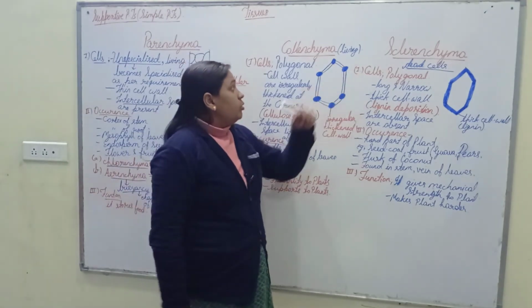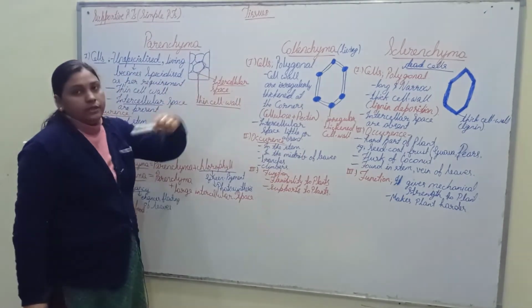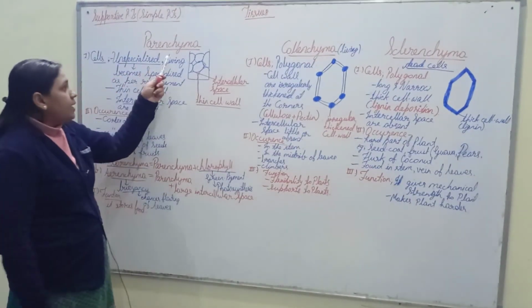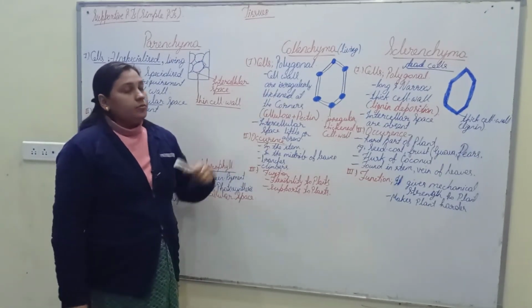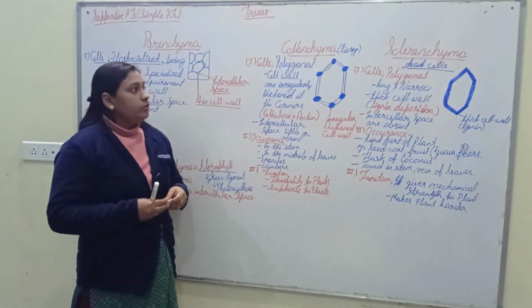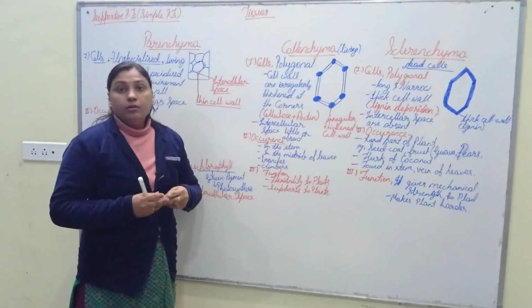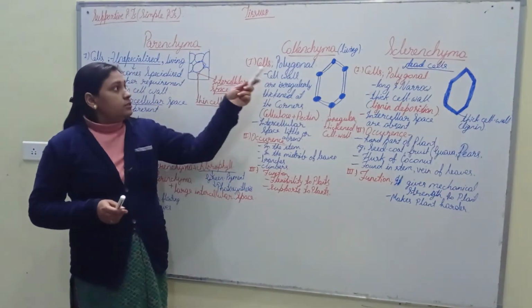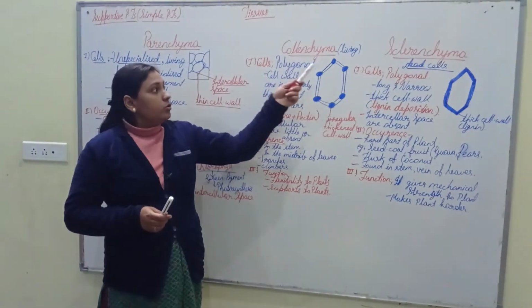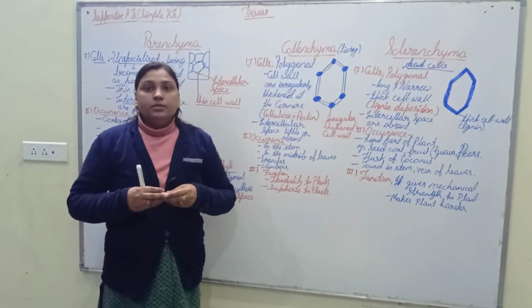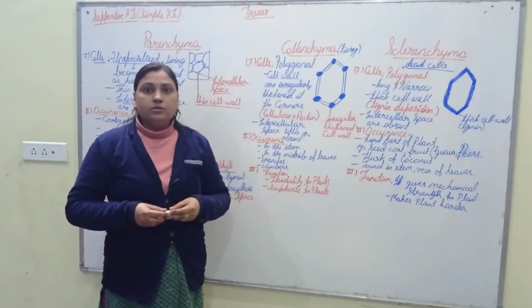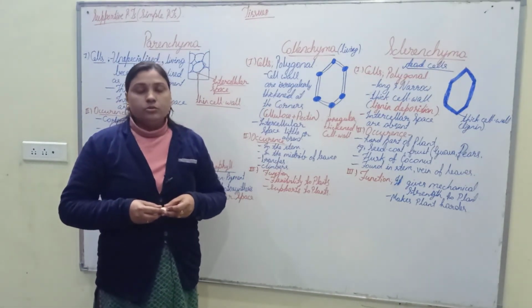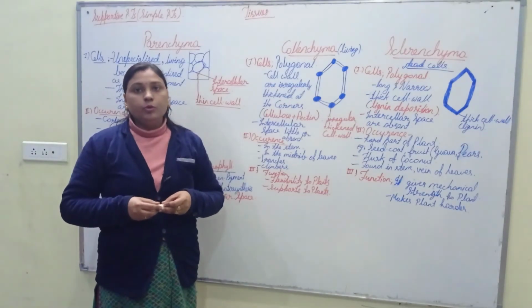So this is all about the parenchyma, collenchyma and sclerenchyma. Parenchyma and collenchyma are living cells and sclerenchyma are dead cells found in the hard parts of the plants. So all these three types, parenchyma, collenchyma and sclerenchyma, are supportive tissue, and all three provide support to the plants. So this is all about the supportive permanent tissue.